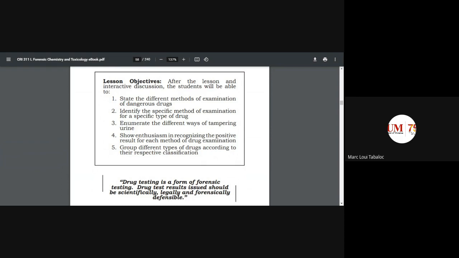So, lesson objectives tayo first. We would be able to state the different methods of examination ng mga dangerous drugs after this discussion. And somehow you'll be able to identify the specific methods of examination for a specific type of drug. Also, we'll be able to enumerate the different ways of tampering these kind of examinations, especially sa urine examination. And hopefully you will show enthusiasm in recognizing the positive result of each drug examination method. And we will be able to identify the different types of drugs and their groups regarding to their proper classification.